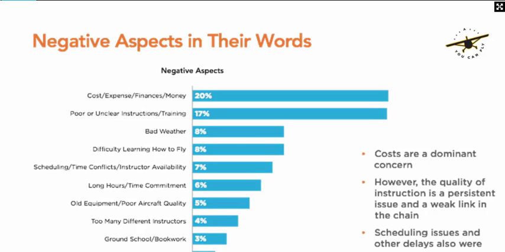On the negative side of things, when they asked what the negative aspects were, you can see that number one is cost, which is not a surprise. The next one down was poor or unclear instruction or training. Again, for me as a teacher, I'm looking at this going, it's really important to be a good teacher, and I think we probably all know how important a good instructor is for having a good training experience. Then down below is weather, and you can look at those in the report later if you like.